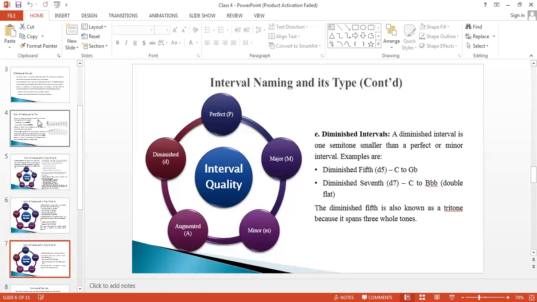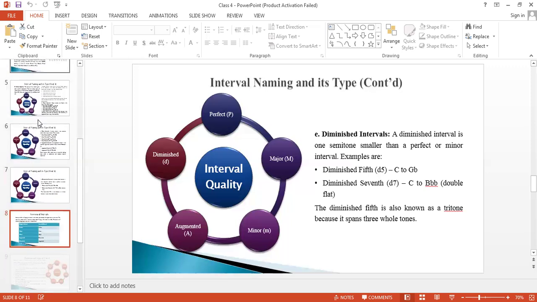And lastly, the diminished interval. The diminished interval is 1 semitone smaller than a perfect or minor interval. We have the example of the diminished fifth, C to G flat. We have the diminished seventh, which is C to B double flat, as such. The diminished fifth is also known as the tritone, because it spans 3 whole tones.